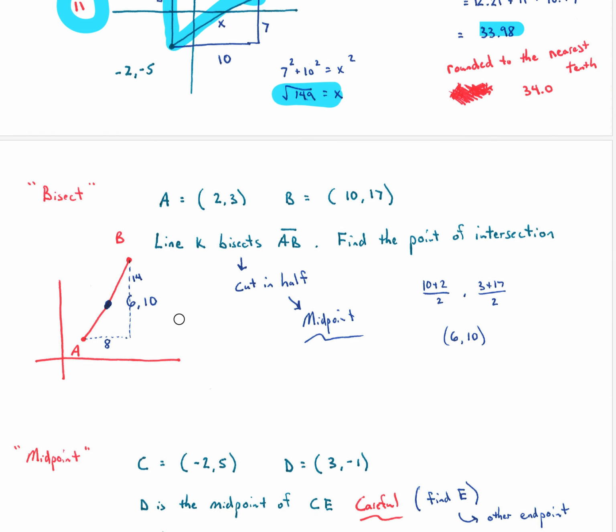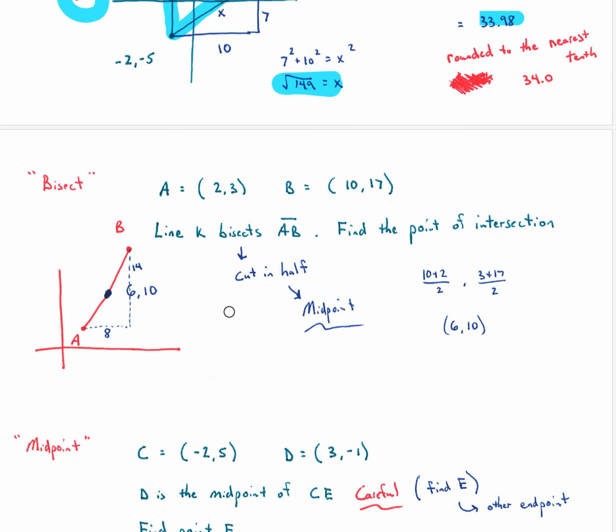All right, the word bisect, remember, to bisect means to cut perfectly into half. So really, when I say find the point of intersection or find the bisector, I'm just saying find the midpoint. And so I just found the middle. Again, you can add them up and divide by 2, or you literally can just say what's in the middle of 2 and 10. You're like, 6. What's in the middle of 3 and 17? 10.